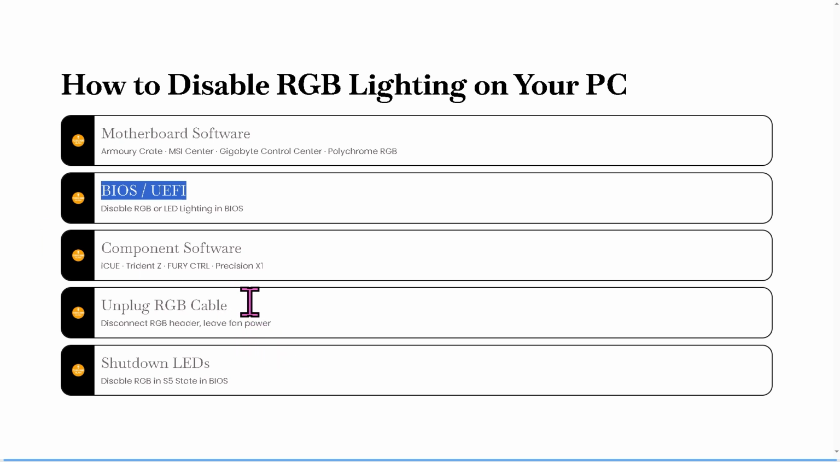Now, let me tell you this. The easiest way to turn off PC LED lights is through your motherboard's RGB software or the BIOS settings. If that doesn't work, you can disable lighting on individual components or disconnect the RGB cables entirely. And basically, that's it for today's video on how to disable the RGB lighting on your PC.